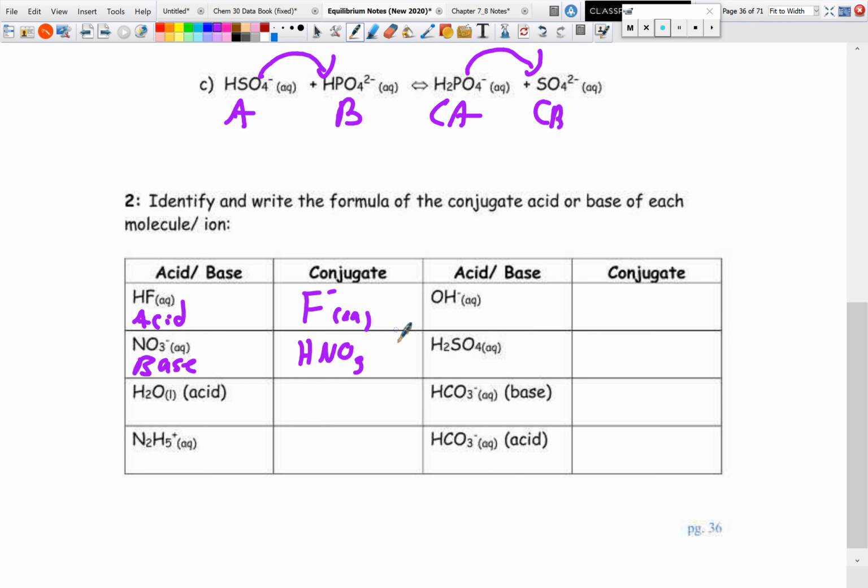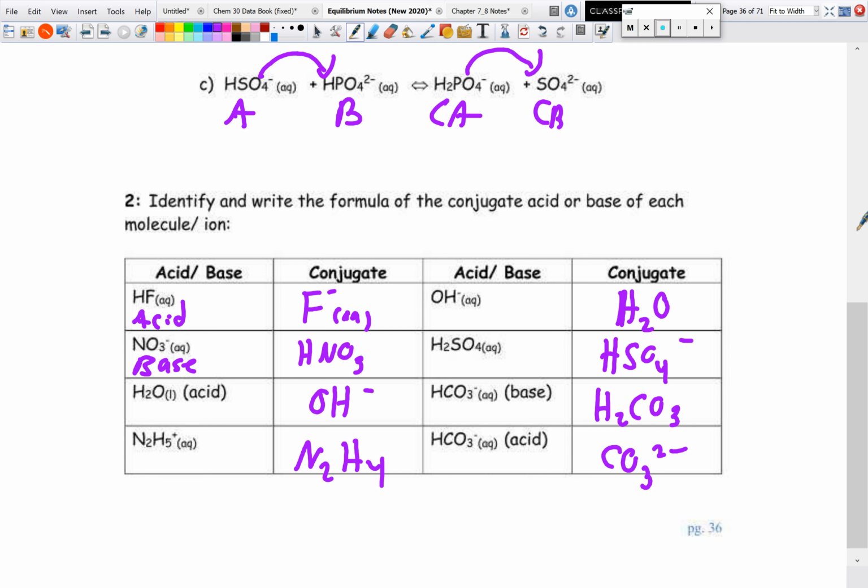So same thing, just pause the video and see if you can go through all this and get their conjugates without using your data booklet, just knowing that if something acts as an acid, it needs to lose a hydrogen ion, and if it's going to act as a base, it gains a hydrogen ion. So the answers are going to go up in 3 seconds, so just see if you can get those now. And that is what all of the conjugates will look like once you are done.